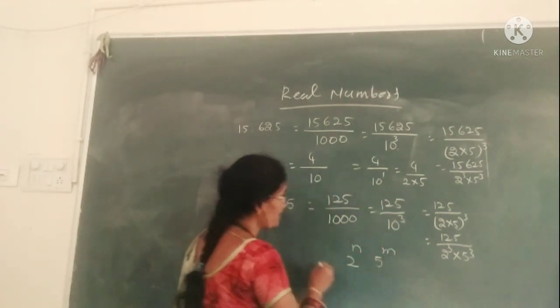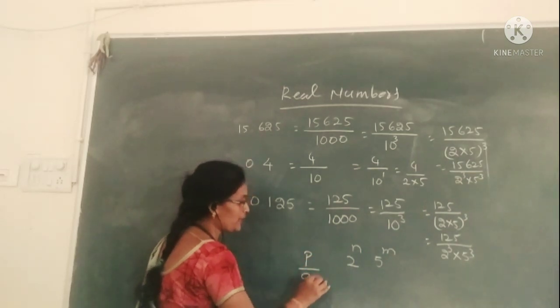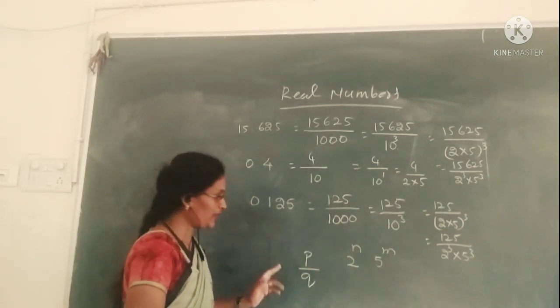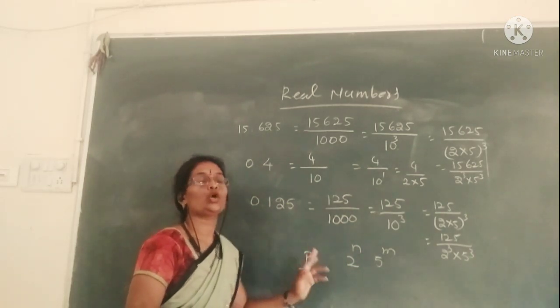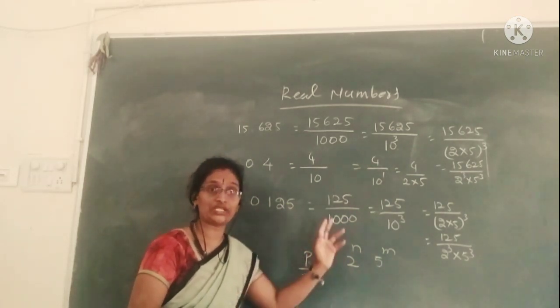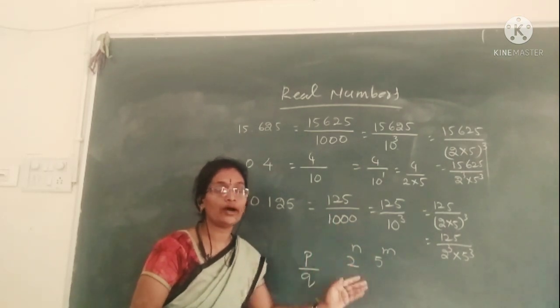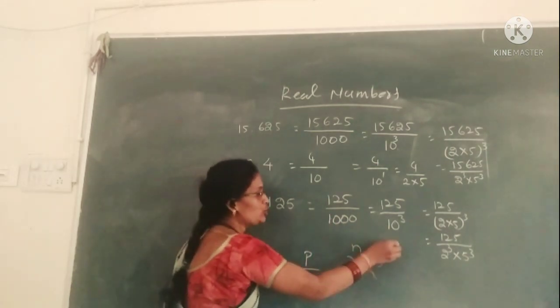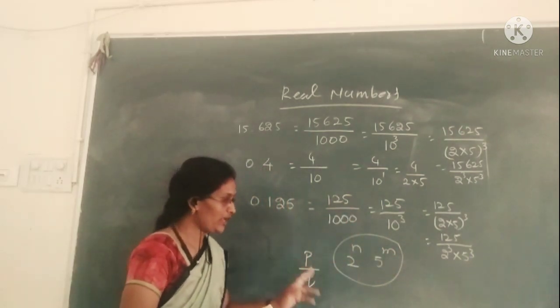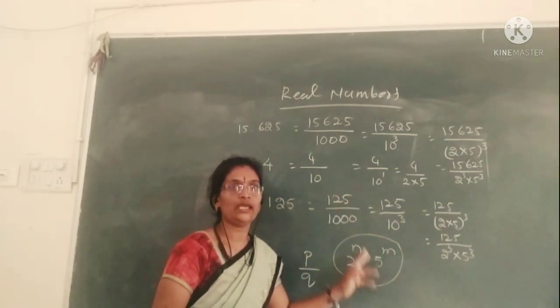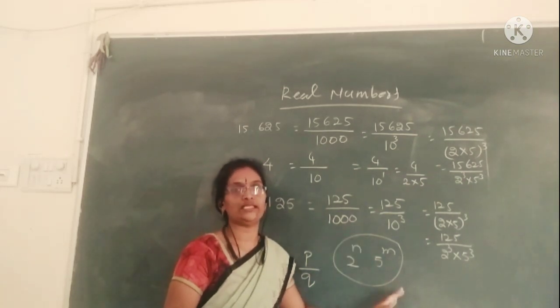The form of p by q, where p comma q are co-primes. The prime factorization of q is of the form 2 to the power of n and 5 to the power of m, where n comma m are non-negative integers.